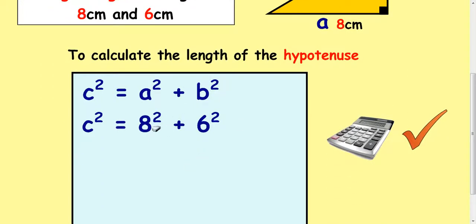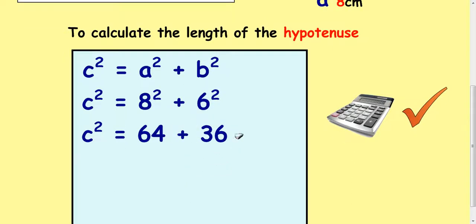We can now do this calculation, leaving C squared at the front. So 8 times 8 is 64. Again, watch not to double it. Add 6 times 6, which is 36. You can then add these two things together. Again, leave C squared at the front. We haven't done anything to undo that yet. So 64 plus 36 becomes 100.